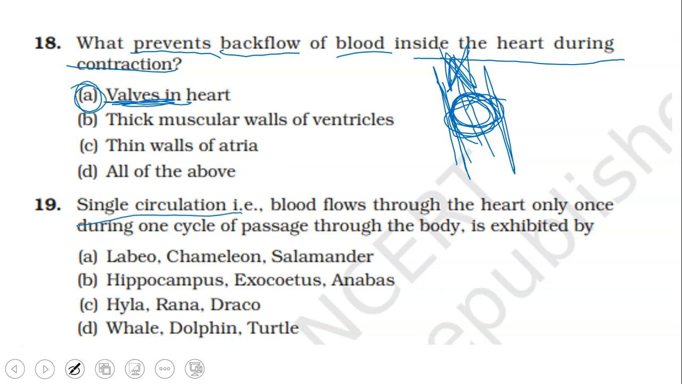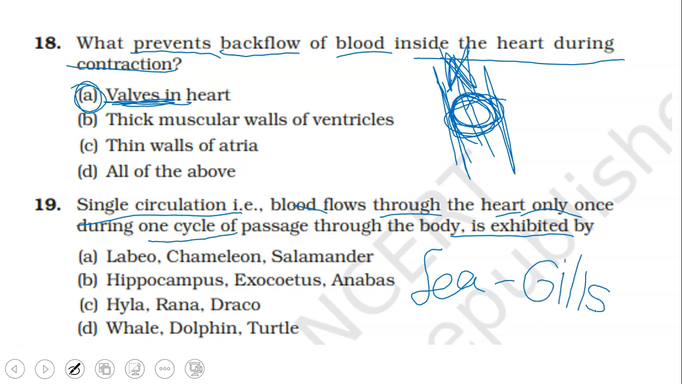19th question. Single circulation, that is, blood flows through the heart only once during one cycle of passage through the body, is exhibited by... So it's basically asking us which animals perform single circulation. So we have to expect that only sea animals with gills exhibit this type of circulation, as the gills pass the blood to the heart and then to the various parts of the body.